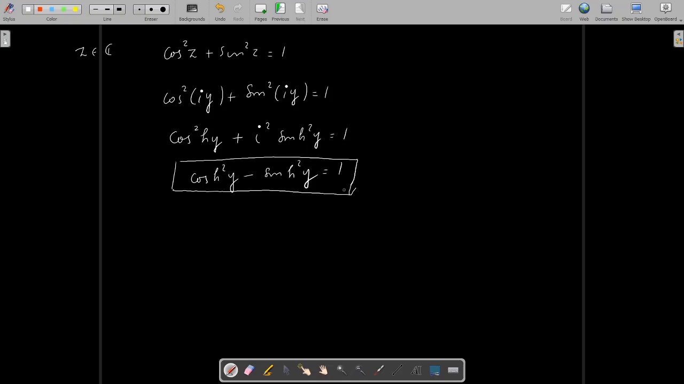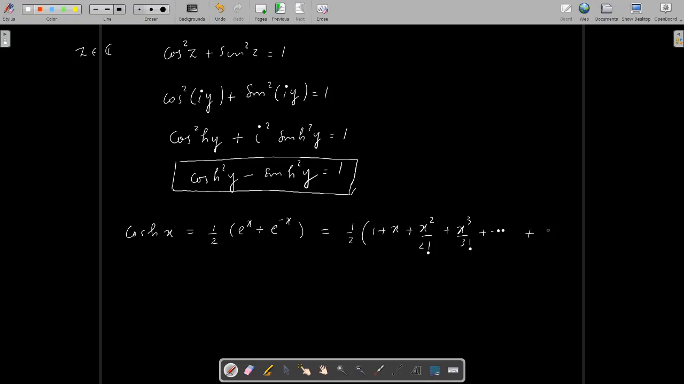Now let's see the series expression of cosh x. We know that by definition cosh x equals 1 by 2 times e raised to x plus e raised to minus x. We know what e raised to x is. So that is 1 by 2 times 1 plus x square by factorial 2 plus x cube by factorial 3 plus etc.